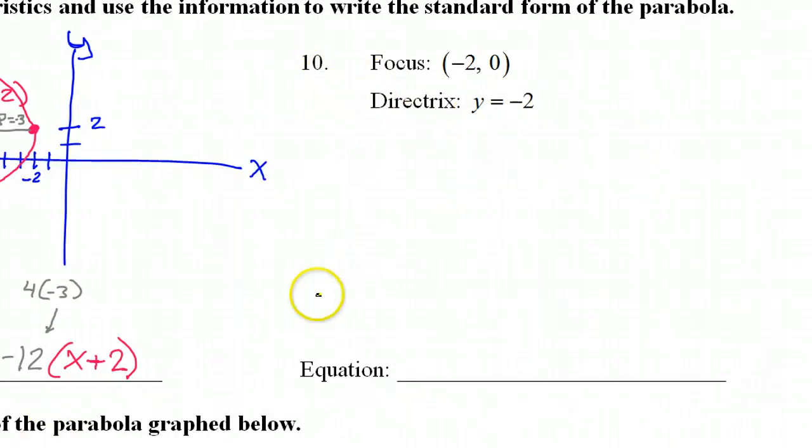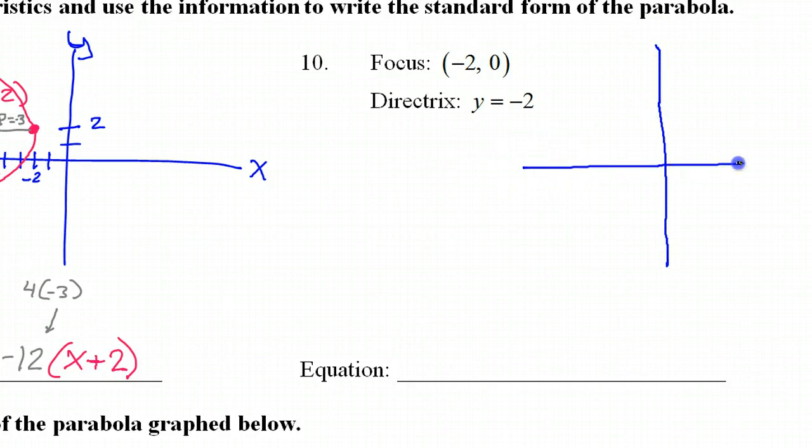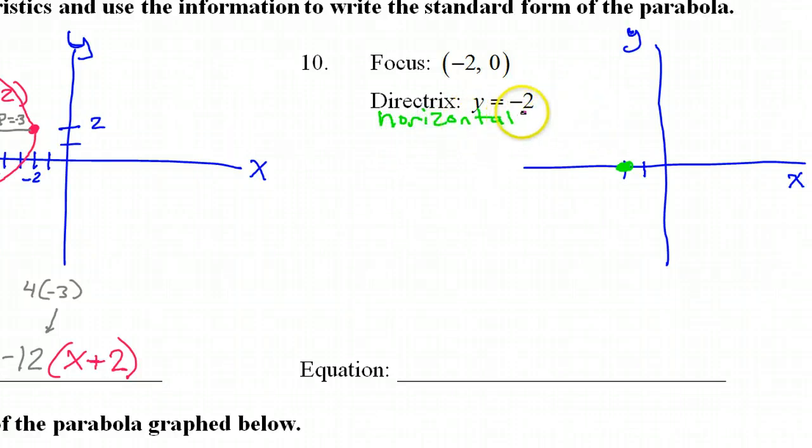Alright, so we're going to do number 10 in a similar way that we did number 9. Let's get our sketch on. So here's my y-axis and here's my x-axis. Okay. So let's see. We have a focus at negative 2 comma 0. So okay, 1, 2. So here's my focus. Negative 2 comma 0. We have a directrix at y equals negative 2. So you have to look at this and know that y equals is always a horizontal line. So it's a horizontal line at negative 2. So that's negative 1, negative 2. This is also negative 2. So that means our directrix is down here like this.